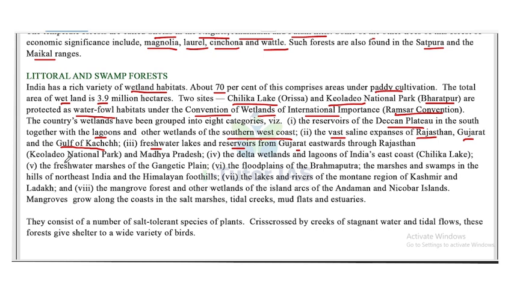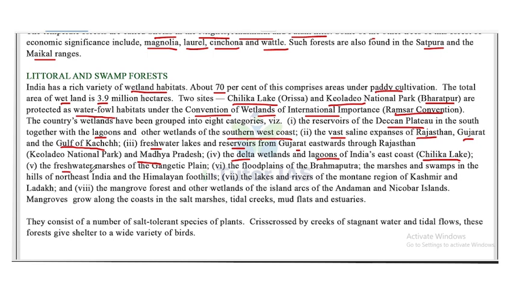That is the Keoladeo National Park and Madhya Pradesh. Okay, sorry, the freshwater lakes and the reservoirs from Gujarat spread through Rajasthan, Keoladeo National Park and Madhya Pradesh. Next one is the delta wetlands and lagoons of India's east coast, that is in the Chilika Lake.